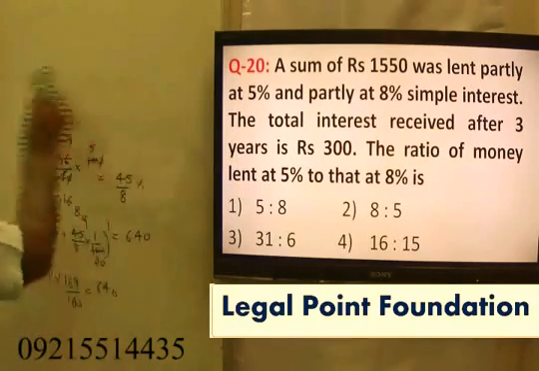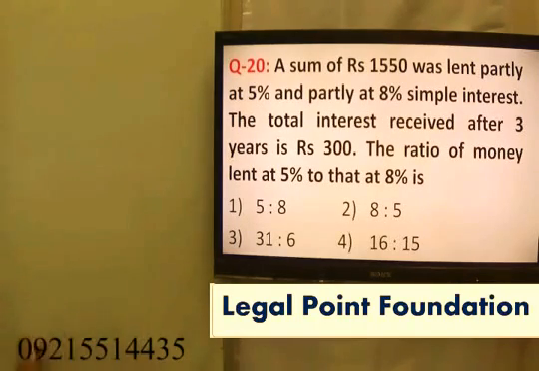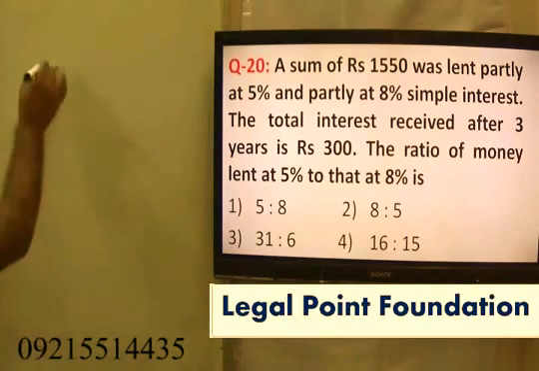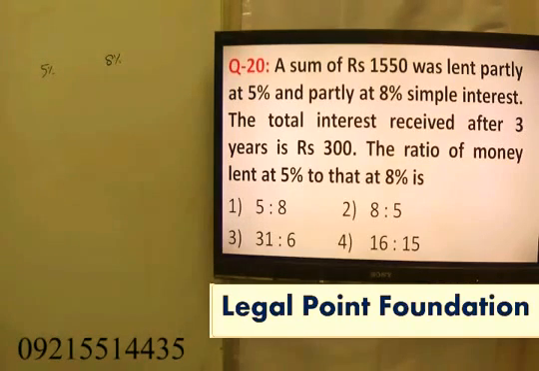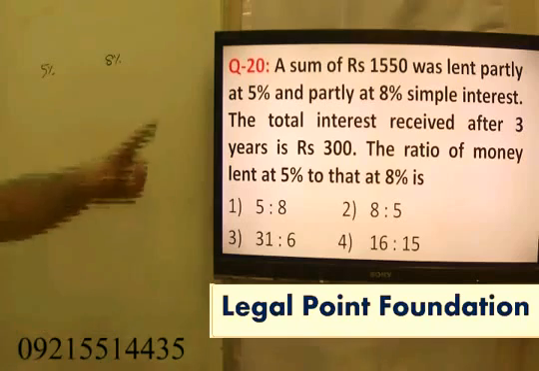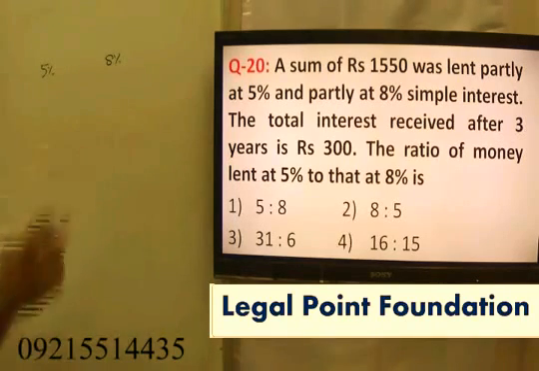Next, question number 20. A sum of rupees 1550 was lent partly at 5%, partly at 8%. Total interest received at the end of 3 years was 300. Ratio of the money? Apply alligation mix. A basic question. 5% here, 8% here. And how much did we get in 3 years? 300. How much will we get in 1 year? 100. Principal is 1550, interest was 100. Okay? What is your rate of interest?